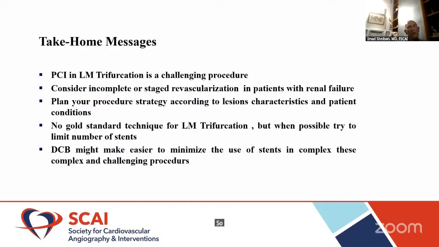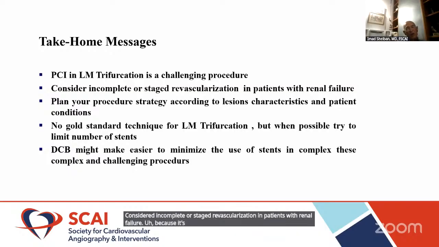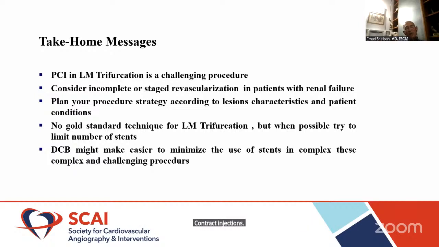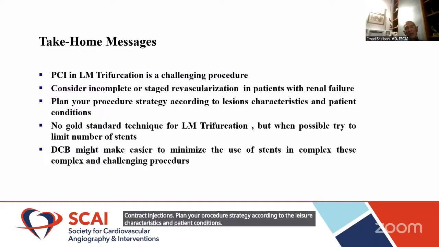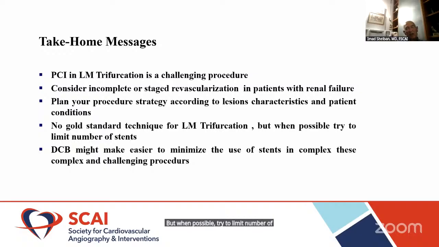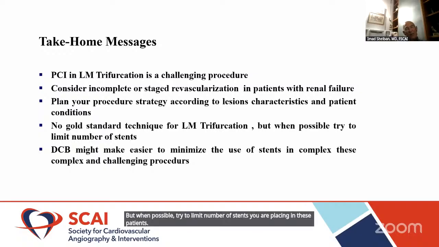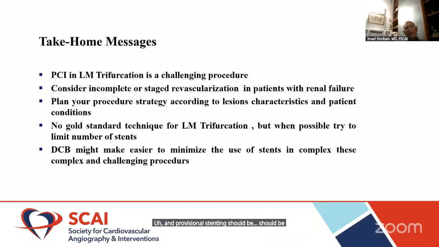So my message is that PCI in left main trifurcation is a challenging procedure. Consider incomplete or staged revascularization in patients with renal failure, because it's a long procedure and you should spare contrast injections. Plan your procedure strategy according to the lesion characteristics and patient conditions. No gold standard technique for left main trifurcation, but when possible, try to limit the number of stents you are placing in these patients. And provisional stenting should be tried in many of these cases.